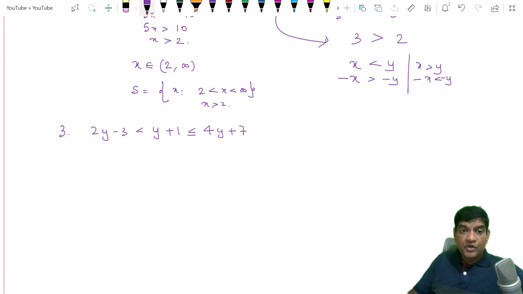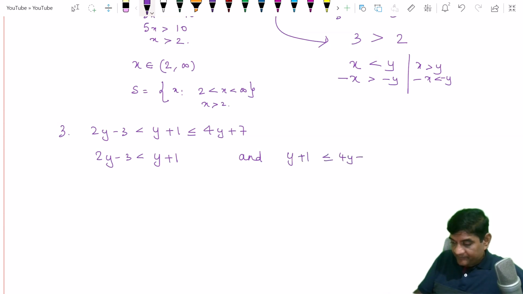We can continue to work with it like this, or we can divide this into 2 different inequalities. How? We can write this as 2y minus 3 is less than y plus 1, and y plus 1 is less than or equal to 4y plus 7. Bear in mind that I'm using the word and, which also means intersection with respect to sets. Now, what does that mean? Let's quickly look at this one.